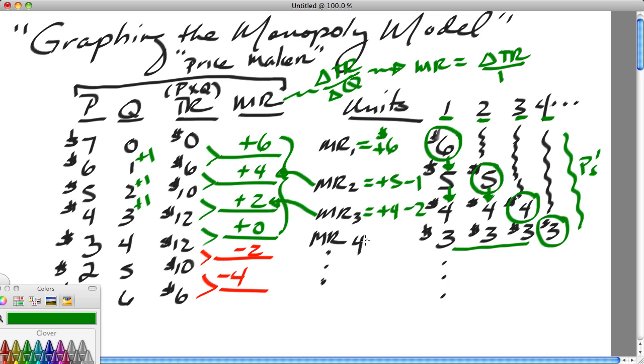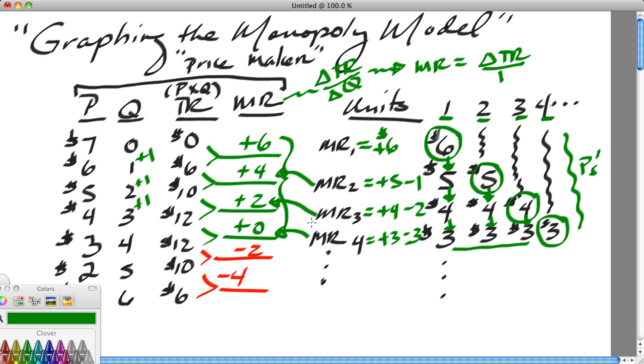When we sell that fourth unit, we pick up 3, but we lose, look at this, we lose $1 on the first unit, we lose $1 on the second unit, we lose $1 on the third unit. We pick up 3, we lose 3. That's going to be a net gain, a net revenue improvement of 0. And if you keep going, it becomes negative. What you're losing on the previous units turns out to be greater than what you're gaining on the additional unit.